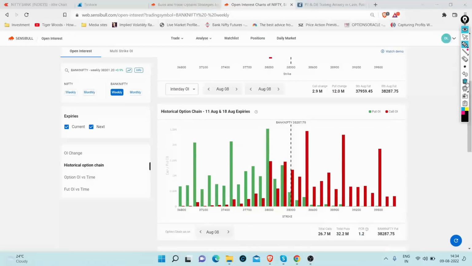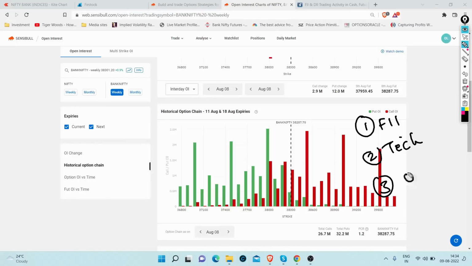Because of these factors, we can see that the PCR ratio right now is 1.2, which again suggests bullish. So more puts compared to calls, 32 million puts compared to calls. Even that is a bullish factor. So there are actually three factors suggesting bullishness. One is the FII data, the second is the technicals, and the third is the OI.